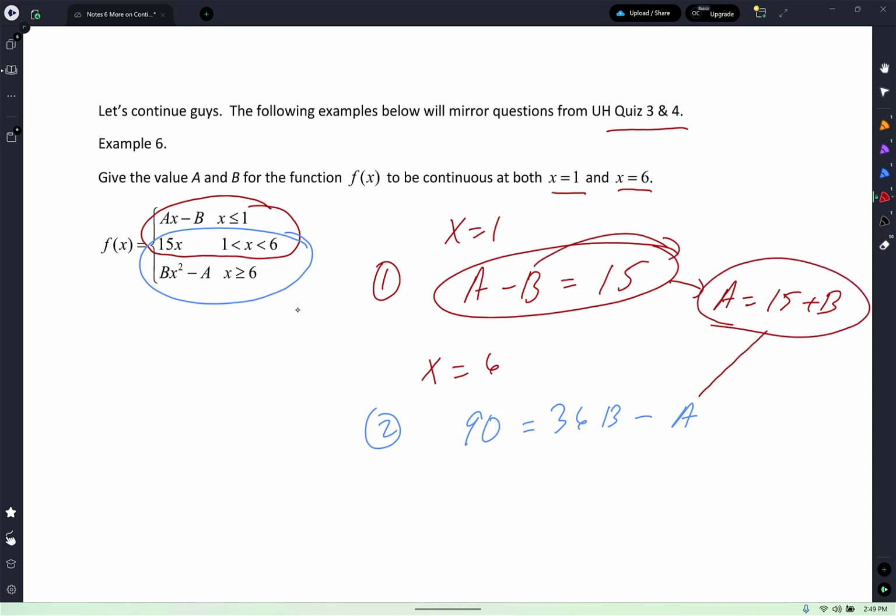Look, you're done with calculus. You're just doing algebra now. Now it's just algebra, guys. So distribute.